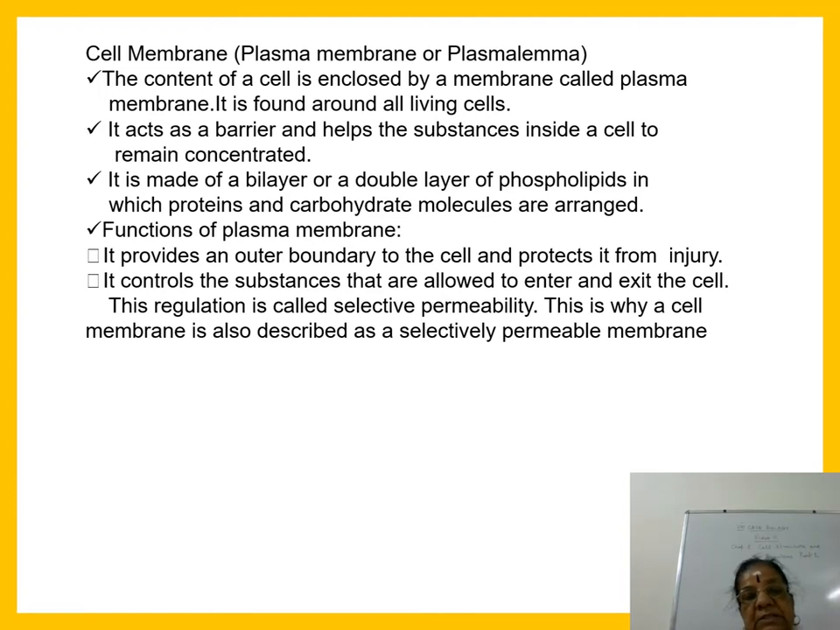Now the functions. It provides an outer boundary to the cell and protects it from injury, and it controls the substances that are allowed to enter and exit the cell. This regulation is called selective permeability. It does not let everything in; not all substances can go inside. So it is selective permeability. This is why a cell membrane is also described as a selectively permeable membrane. I hope you could follow this.